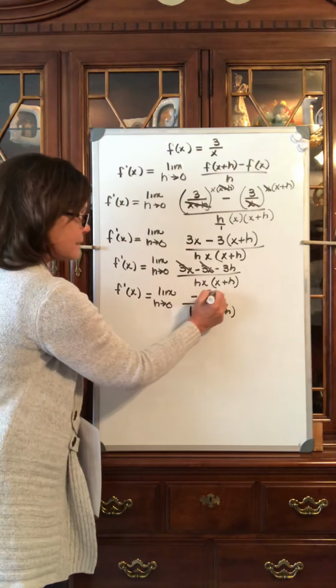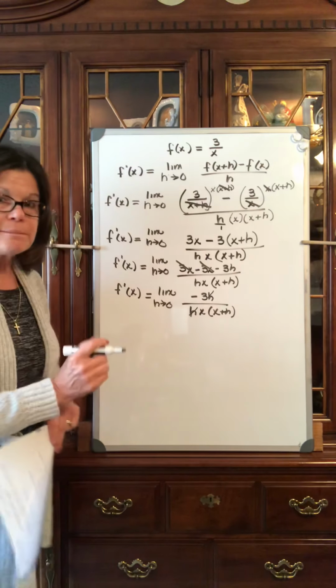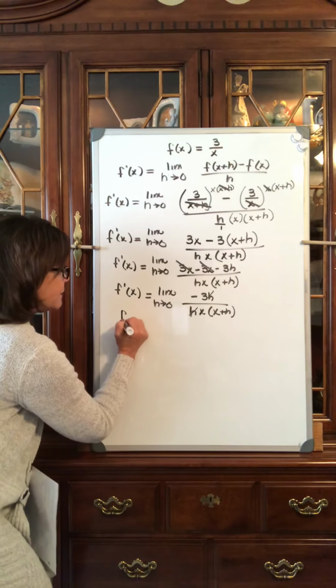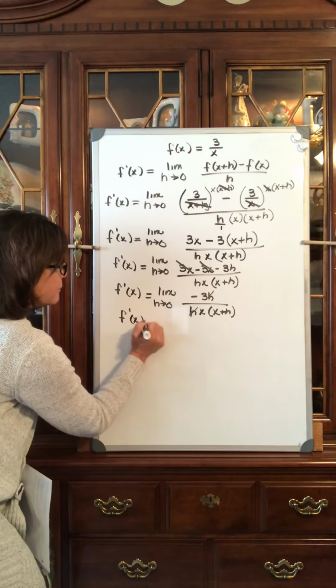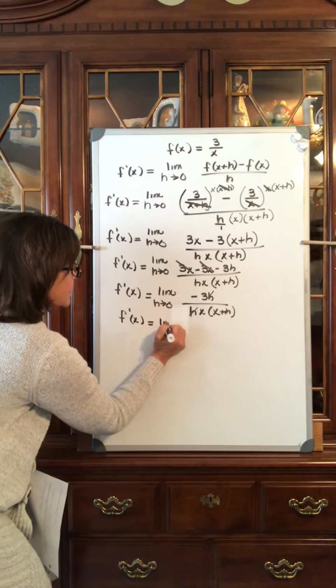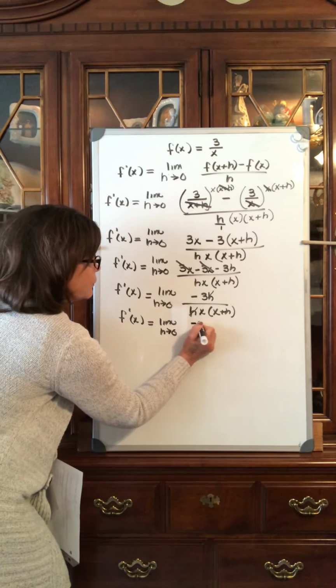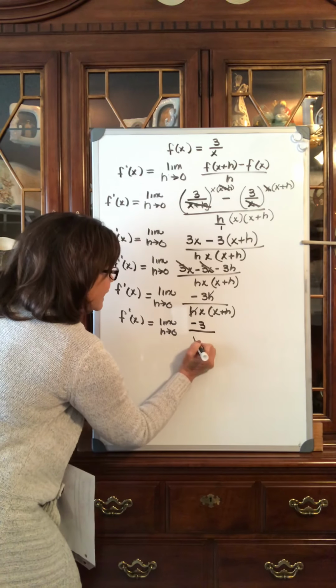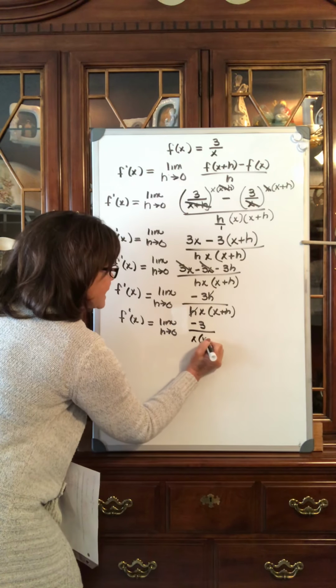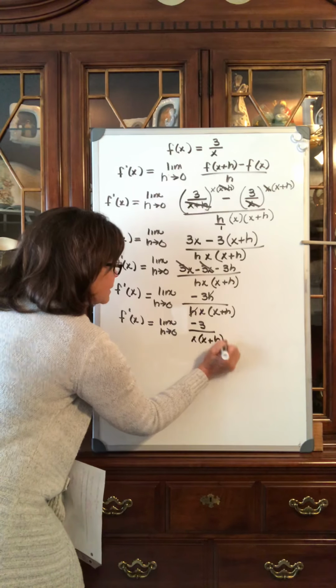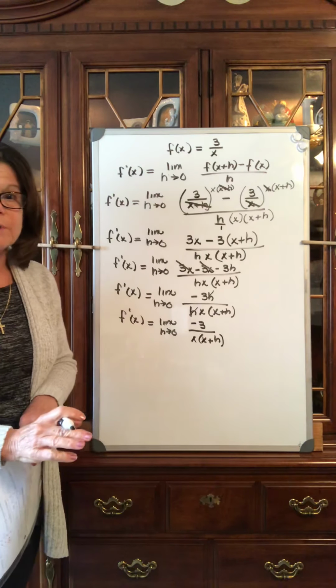The h's cancel, so the simplified form of the function, keep your limit notation in there, f prime of x is equal to the limit as h approaches 0 of negative 3 over x times x plus h. We're all done simplifying the function.